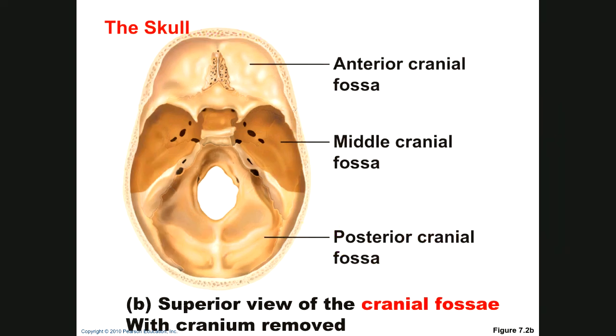The cranial fossa is the cavity where the brain is located. So this is what we call a superior view of the skull with the cranium removed. So you cannot see the parietal bones or the occipital bone because that top part of the cranium has been removed. So what you see here is the cavity now. And the front part of the cavity is made by the frontal bone. And you can see etched in the middle of the frontal bone this little triangular piece of the ethmoid bone.